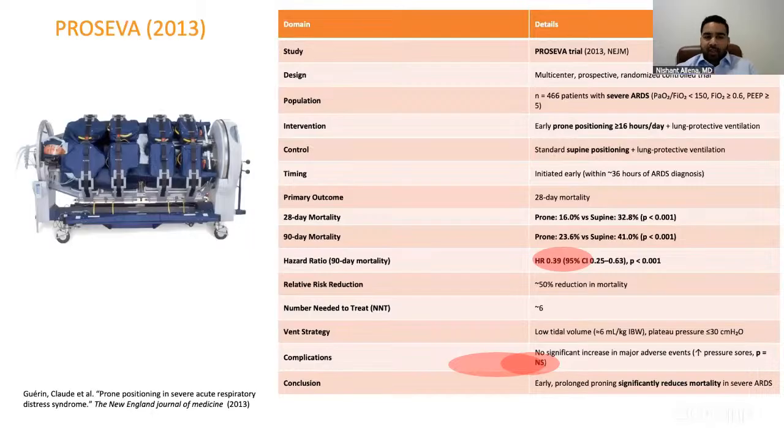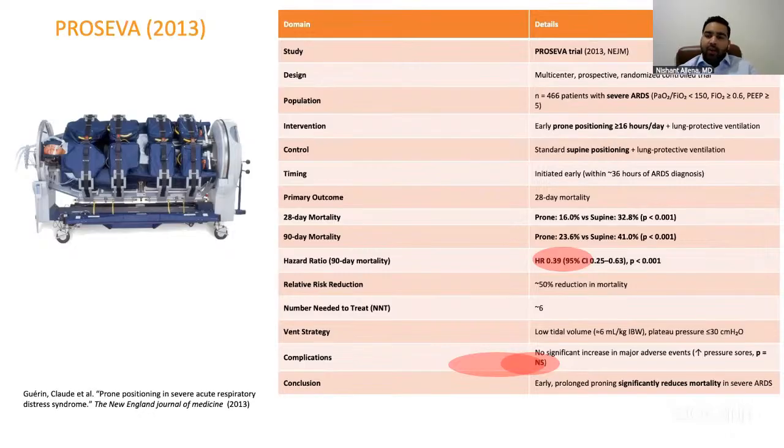So this is based on the PROSEVA trial that came out in 2013. It was a multi-center prospective RCT wherein you randomized 466 patients with severe ARDS, and their inclusion criteria was that you needed to have a PF ratio of less than 150, an FiO2 of 0.6, and a PEEP of greater than 5.